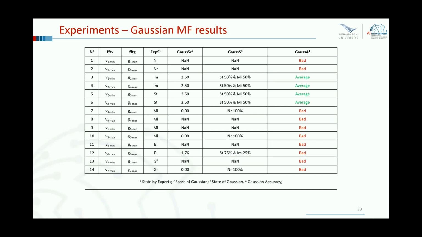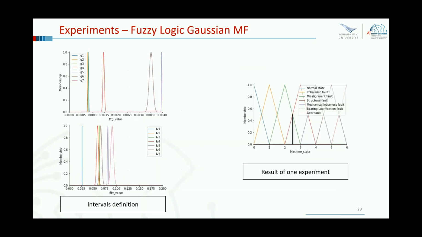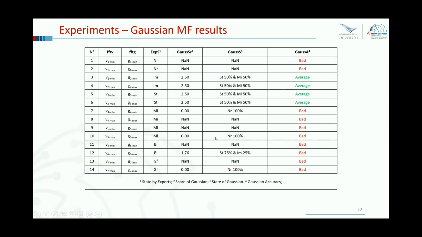This is because when we defined the input variables using Gaussian membership, the intervals were not fully connected, as you can see over here. So the gap and the distance over here caused these problems. This means that this model isn't the best choice for our case.